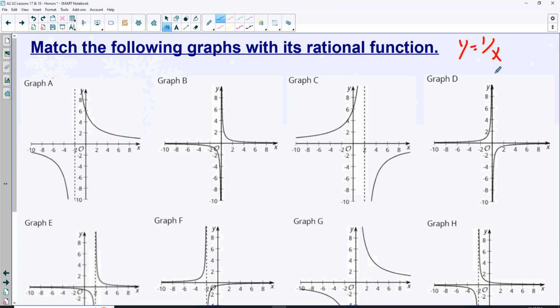So let's take a look at 1 over x. Where's the vertical asymptote? Well, remember, what can't we divide by? We can't divide by 0. So what value of x would make the denominator equal 0? Since the denominator is just x, we know that the vertical asymptote will be 0. And so it's going to have to be one of the ones where the dotted line is in the middle. It's going to be B or D or G.